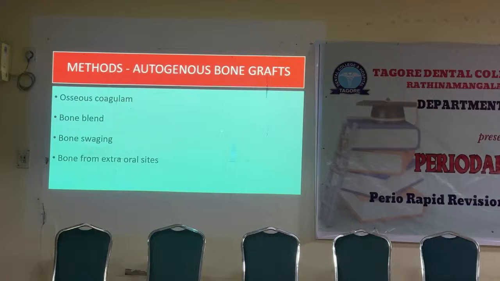Bone swaging is when you open the flap, the bone is exposed. Just take a chisel, tap it and then push it. Without removing the graft itself, you just push the material to the adjacent area. In case one tooth is missing, you have a distal pocket of the previous tooth, just place the incision and push it towards the defective area. That is called bone swaging.